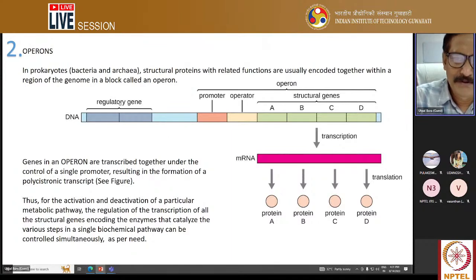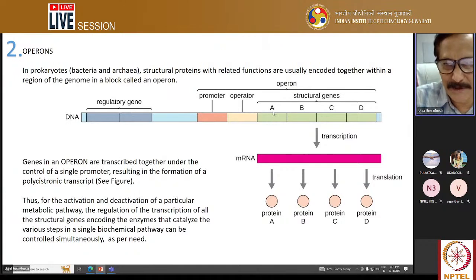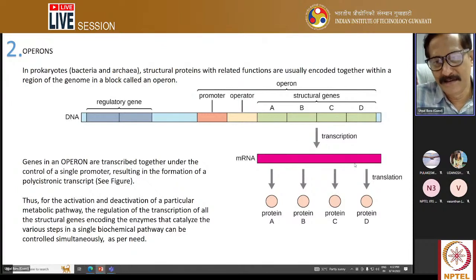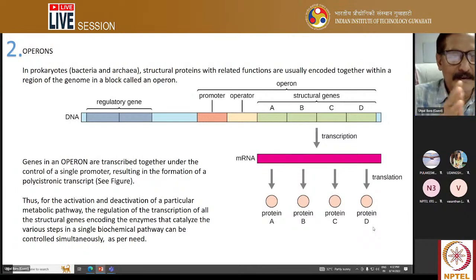gene. So when one gene is expressed, which is under this particular regulatory gene, automatically the remaining genes following it will also be expressed. So when A is transcribed, along with it B, C, D will be transcribed, and they will also be translated together, resulting in the production of protein A, B, C, D. And all these four proteins would actually participate in a common metabolic pathway.